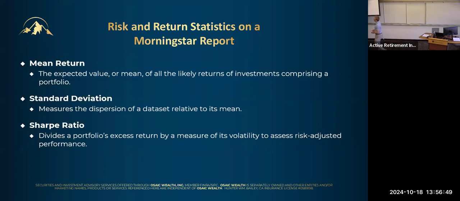Sharpe ratio basically is like if you wanted to do alpha, but you didn't want to be comparing to an index. Sharpe ratio is the next best thing and sometimes can be a better measurement of excess return. So it divides a portfolio's excess return, all of the extra that you're getting, by a measurement of its volatility to assess risk-adjusted performance. Basically, based on the volatility and the expected return that we're looking to get based on the mean, are we getting some extra for that? Are we getting some extra return?